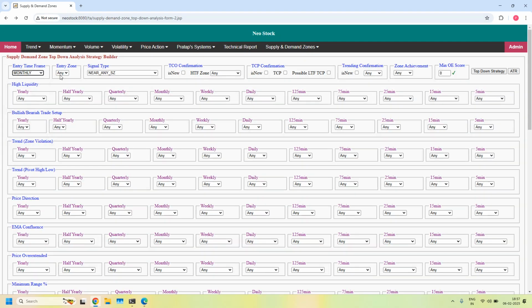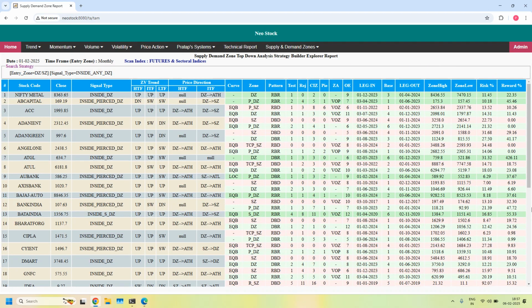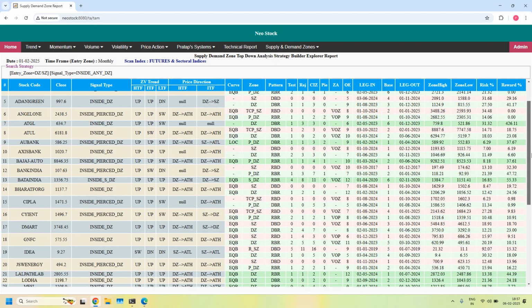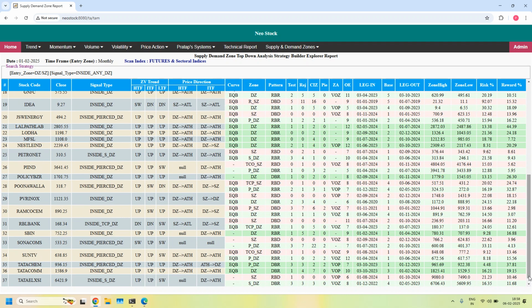Next, monthly time frame, price closed inside the monthly demand zone, we got 38 stocks. So first 18 stocks in the list. I'm scrolling the list down. So total 37 stocks. Out of these 37, how many monthly demand zones are having monthly EMA confluence?